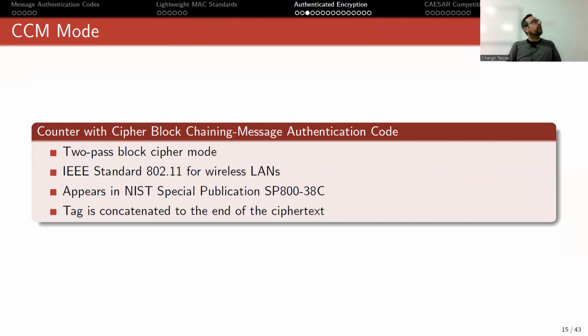CCM is one of the popular ones. This is counter with cipher block chaining message authentication code. It performs two passes over the data, so this is a two-pass block cipher mode. It is an IEEE standard for wireless local area networks. It appears in the special publication SP 800-38C. And the tag is concatenated to the end of the ciphertext.